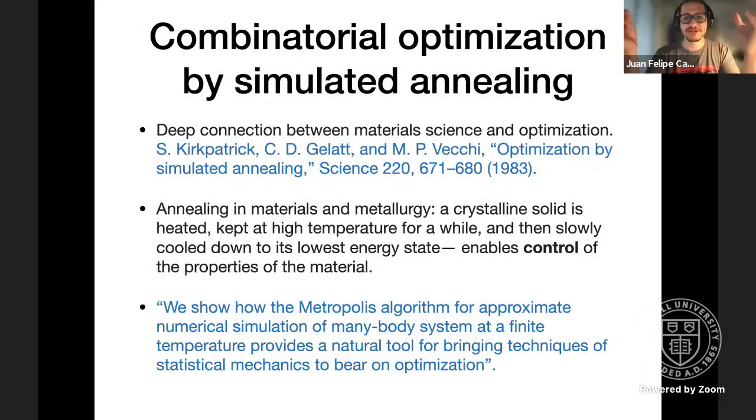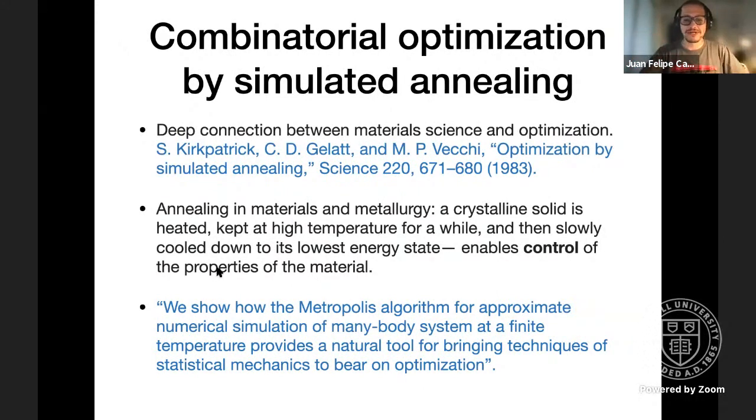There's a very deep connection established in 1983 between material science and optimization by Kirkpatrick and his coauthors. They do optimization by simulated annealing. The analogy is the following: annealing in materials and metallurgy is where a crystalline solid is heated up, kept at high temperature for a while and then slowly cooled down to the lowest energy configuration. This enables control of the properties of the material.